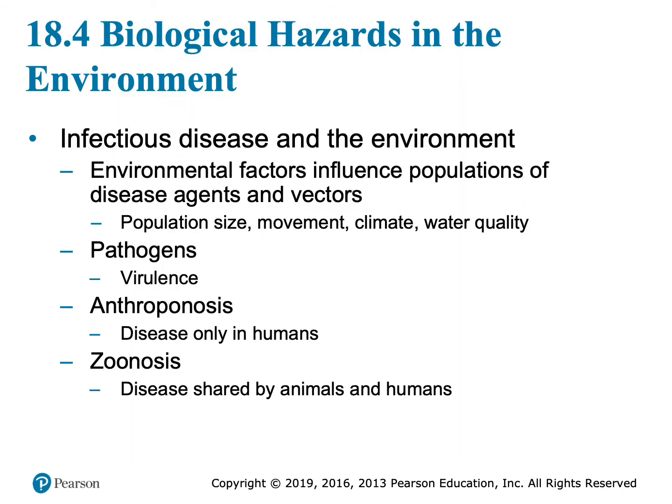Then we'll move on to biological hazards, and this is where there will be a couple more things in your notes here. Environmental factors influence the populations of the organisms that cause disease as well as those that spread disease. Infections are caused by pathogens, which can be viruses, bacteria, protozoa, fungi, or multicellular parasites that invade host organisms. The extent to which a pathogen impairs the growth and reproduction of its host is called its virulence.